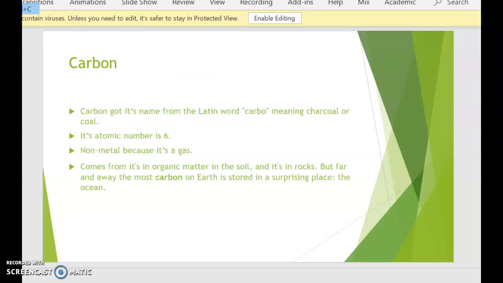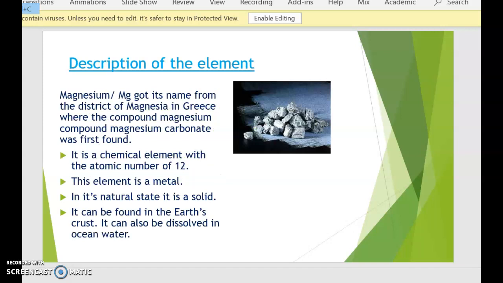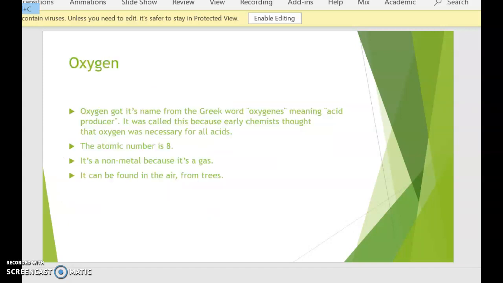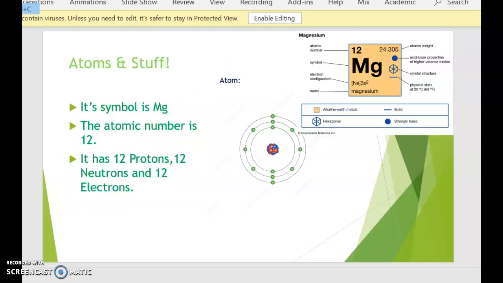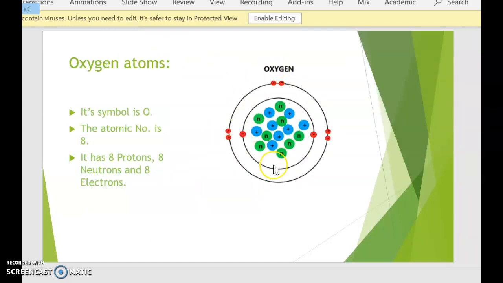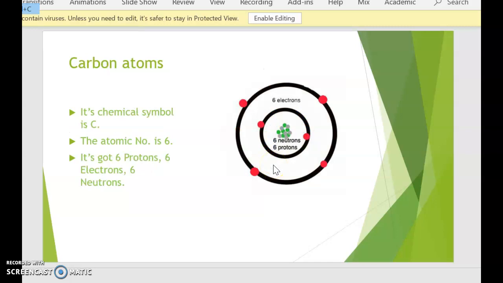You've got some good background information for carbon as well as oxygen and magnesium. So you've got a picture for magnesium, which is good. Would have been good to have a picture of oxygen and carbon, although it can be a bit difficult to find. So you've got elemental information here in the Bohr diagram. So that's good. Oxygen again, Bohr diagram, and carbon's Bohr diagram.